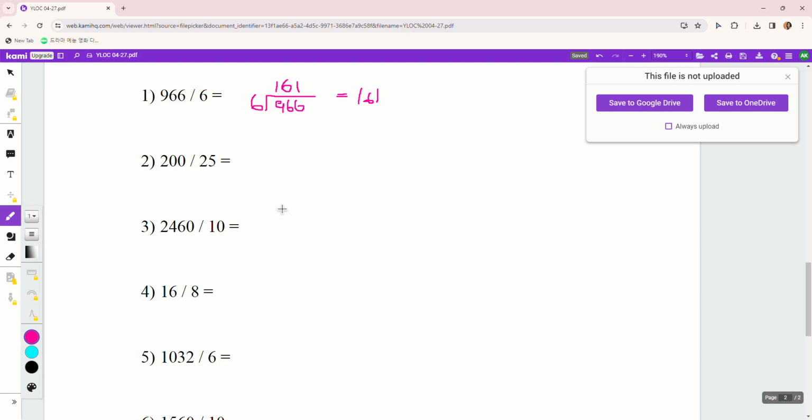Next one is 10 divided by 2,460. So 10 times 2 is 20, which is closest to 24. And then with the remainder of 4, so 46. So 4 times 10 is 40, with the remainder of 6. And then that's 60. 60 divided by 10 is 6. So that's 246.